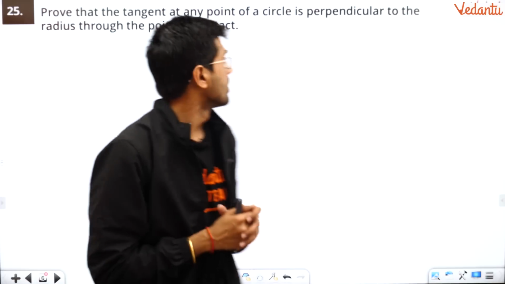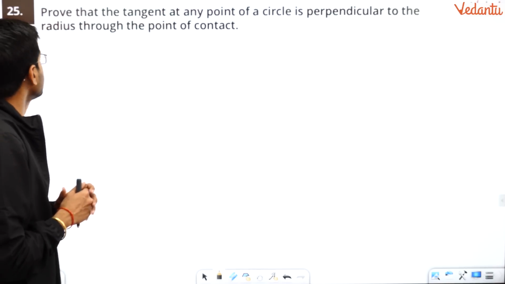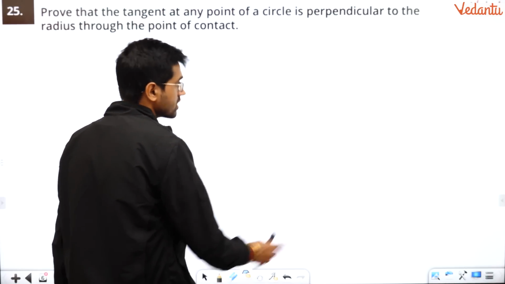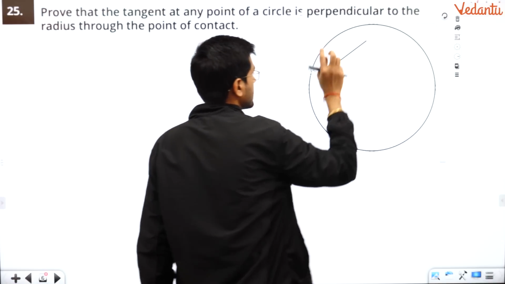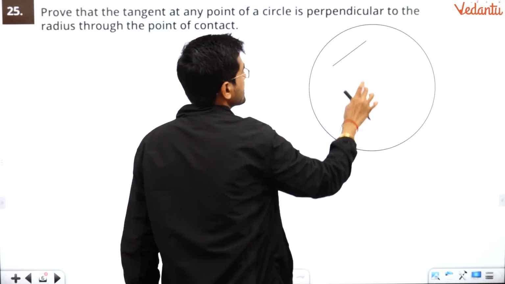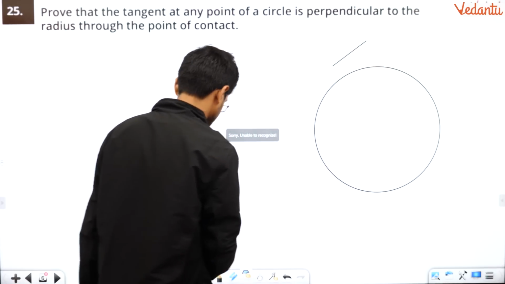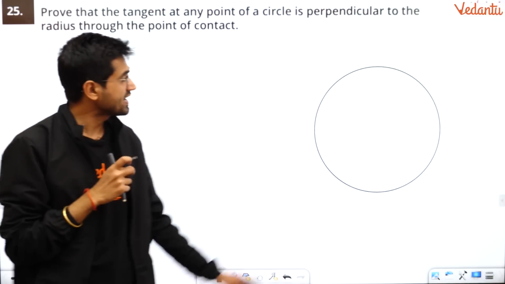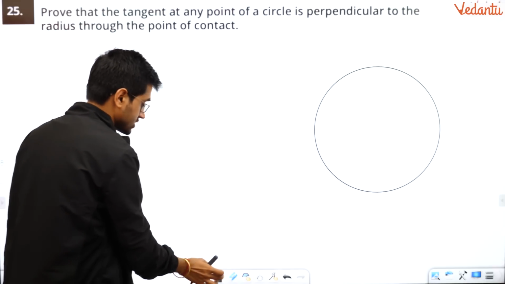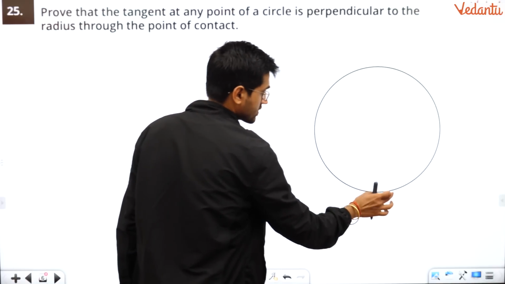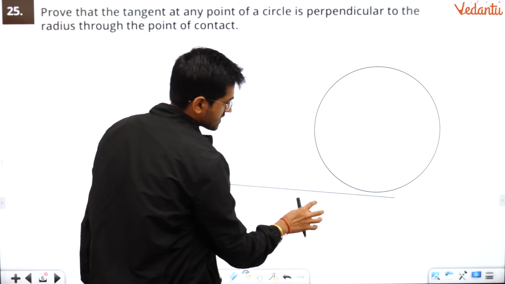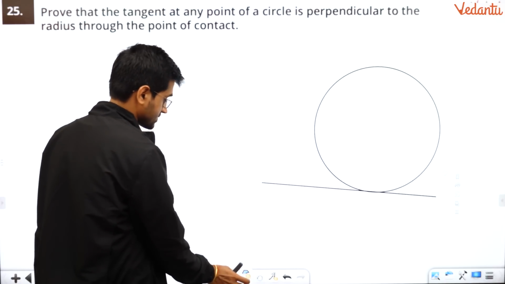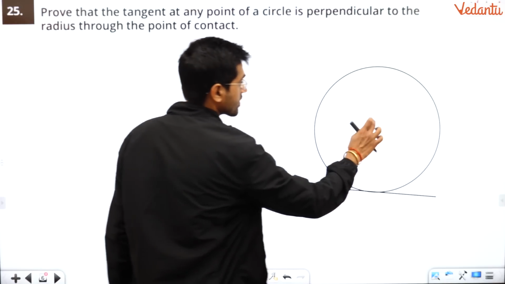So you should remember it. Let's take up this question now. Prove that the tangent at any point is perpendicular to the radius through the point of contact. So I need a circle. It's very simple. Okay, so now I have a circle. What I need is a radius and a tangent. So I'll just bring a radius and a tangent to it. There is a line which is tangent to it, and you need a radius. Fine, I'll take the center.